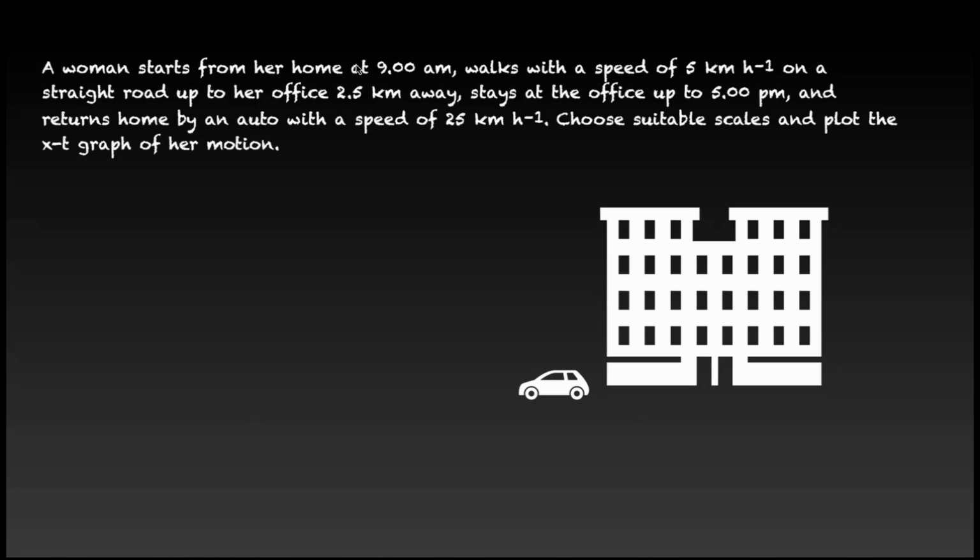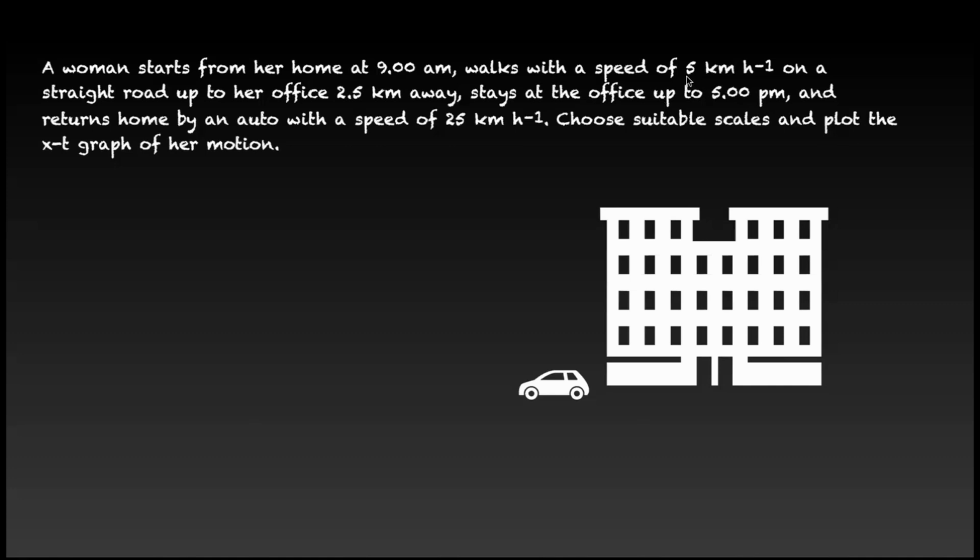A woman starts from her home at 9 a.m., walks with a speed of 5 km per hour on a straight road up to her office 2.5 km away, stays at an office up to 5 p.m., and returns home by an auto of a speed 25 km per hour. Choose suitable scales and plot the x-t graph of her motion.